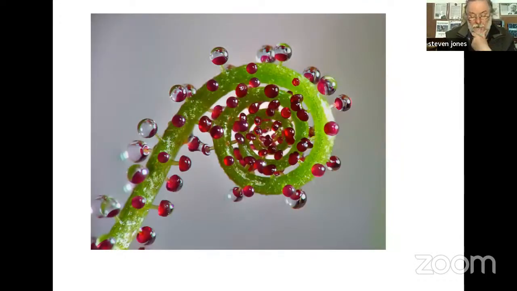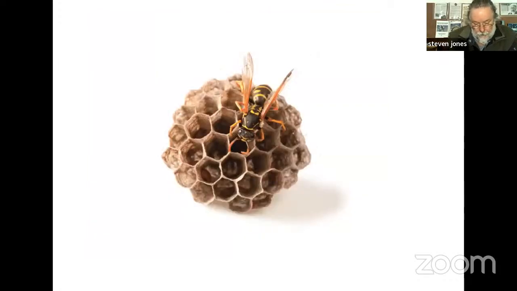This is called a sundew leaf. It's a plant with a sticky resin on it, and it catches insects that land on it and then digests them. Again, we're seeing that spiral, and this time with little drops on it.